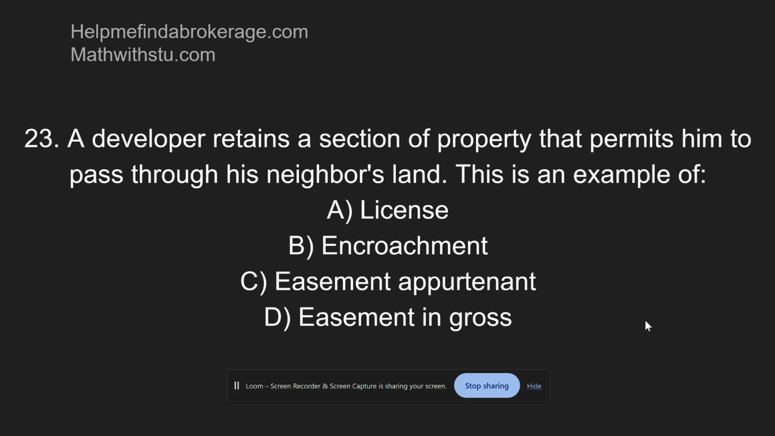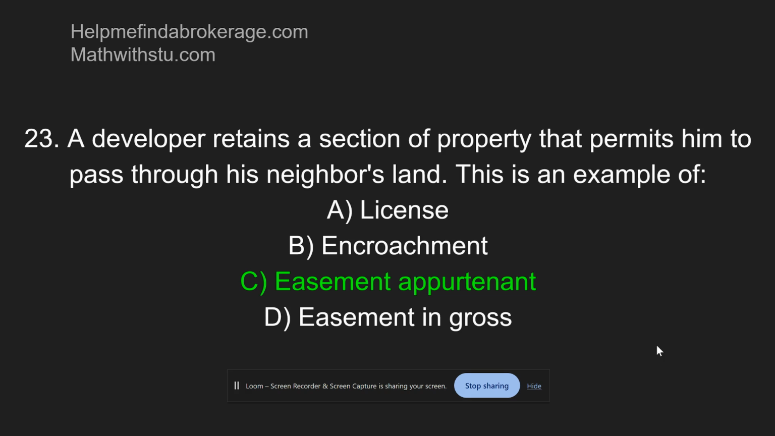So you have to think about, again, what the question's actually asking you, right? So it's saying a developer retains a section of a property that permits him to pass through the neighbor's land. So this is going to be an easement appurtenant, meaning an easement that's going to run with his land, right? So what happens is this, because the assumption here, if I'm thinking about this correctly, is that he is going to be developing several different pieces of property. And they're talking about his neighbor.